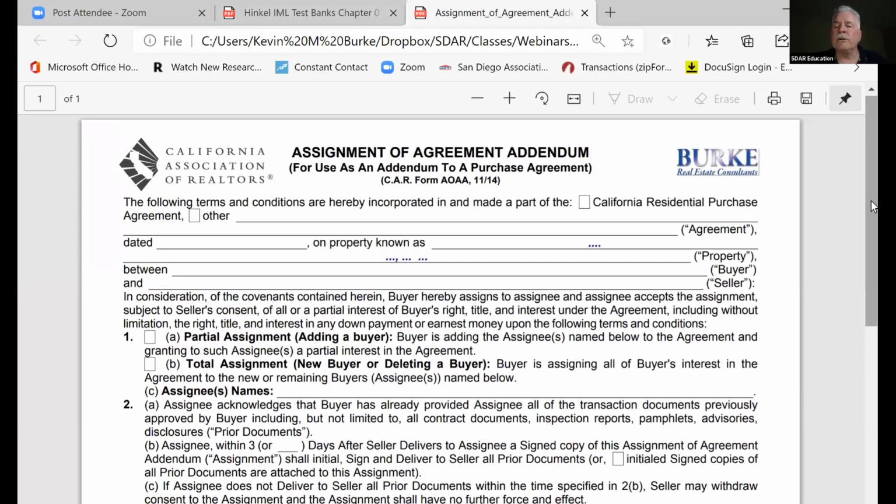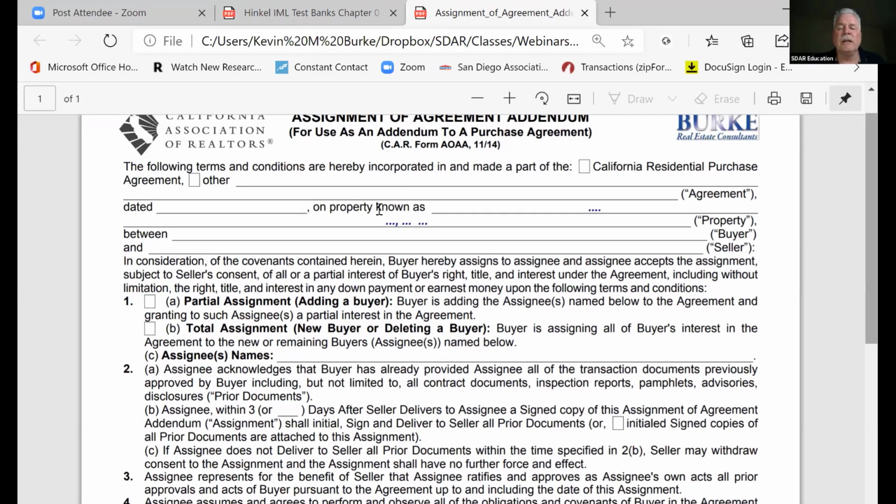Here's my assignment of agreement addendum. And in this agreement, usually California Residential Purchase Agreement is the culprit. Here are my recitals up at the top. It's either a partial assignment or a total assignment. Partial assignment adds a buyer.